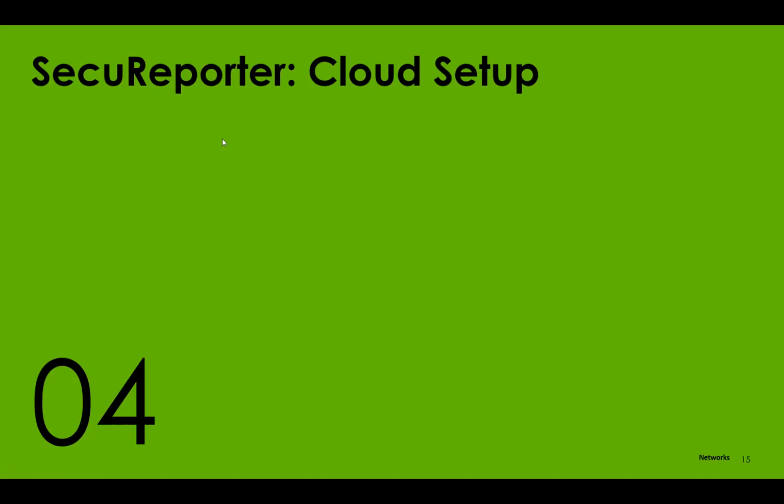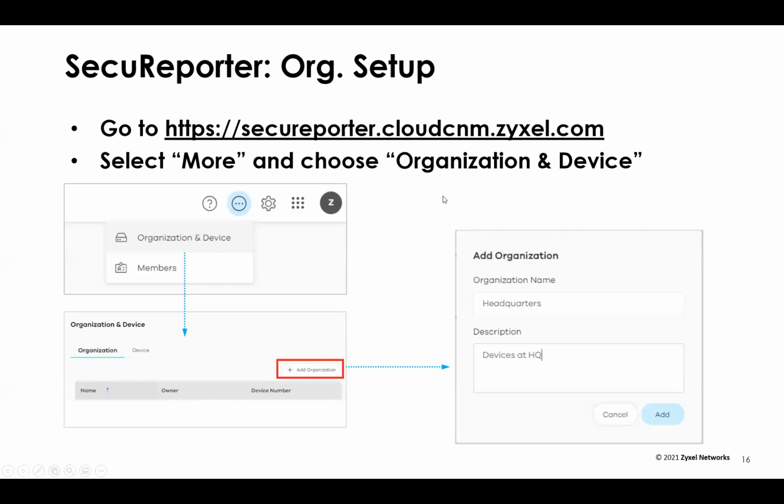Okay, now moving over to the cloud setup. First thing you'll need to do is go to the link secureporter.cloudcnm.zyxel.com. I know that's a bit of a mouthful, but that is the full URL link for SecuReporter.